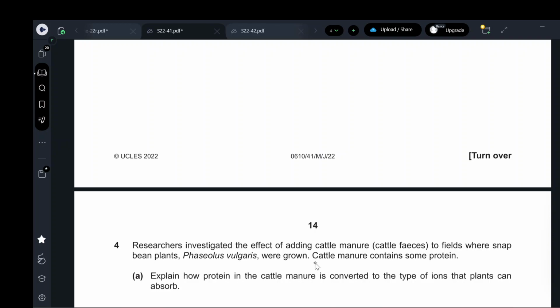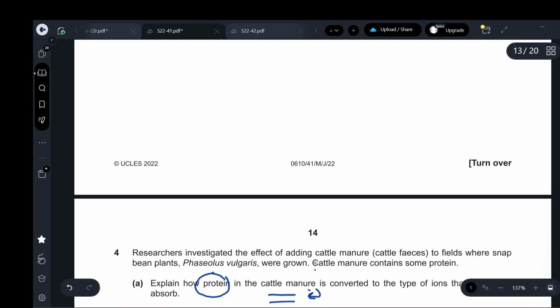The first thing to think about is what does the plant absorb from the soil? They absorb nitrates. So the question here is asking you, how does the protein in the feces of the cattle get converted to nitrates?